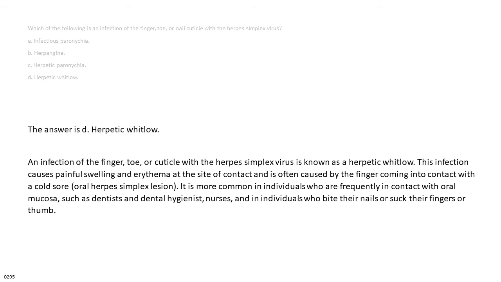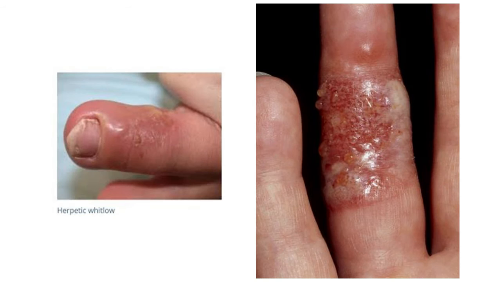The answer is D. Herpetic whitlow. An infection of the finger, toe, or cuticle with the herpes simplex virus is known as a herpetic whitlow. This infection causes painful swelling and erythema at the site of contact and is often caused by the finger coming into contact with a cold sore, an oral herpes simplex lesion. It is more common in individuals who are frequently in contact with oral mucosa, such as dentists, dental hygienists, and nurses, and in individuals who bite their nails or suck their fingers or thumb.